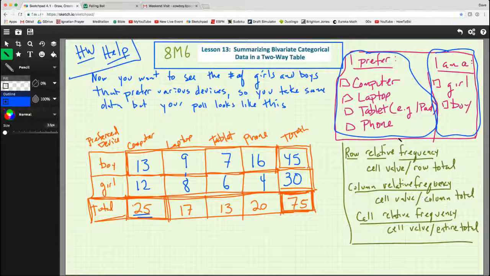Now, I want to introduce the concepts of row relative frequency, column relative frequency, and cell relative frequency. These are going to be 3 different numbers for each cell. So I can find the row relative frequency. I'm looking just at a row. Okay? And so what I'm going to do is take all of my cell values and divide them by my total. Okay? So my row relative frequency will be 13 divided by 45.